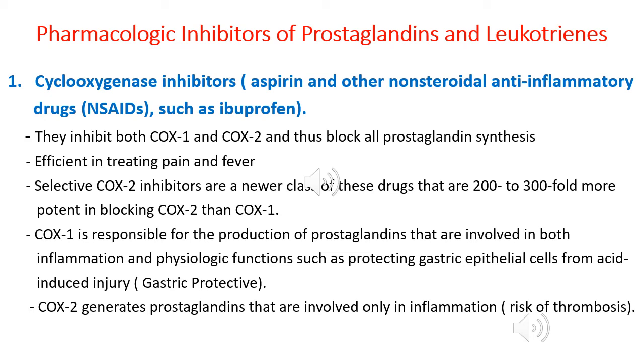The prostaglandin is very important in protecting the mucosa of the stomach. When we suppress the prostaglandin, this makes the stomach more liable to ulceration or erosion, especially when using these medications. So, COX-2 generates prostaglandins that are involved only in inflammation. That's why we are targeting COX-2, the selective COX-2 inhibitors, because we only want to stop the prostaglandins involved in inflammation, not those involved in gastric protection, for example.